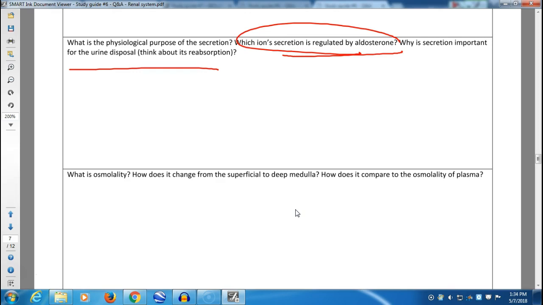Urea disposal. Remember what happens when filtrate goes through all tubular systems? Water is being constantly reabsorbed, especially in the nephron loop. Does that make sense? So urea concentration in the filtrate goes up. At some point, urea starts to diffuse back into the blood. Does that make sense?